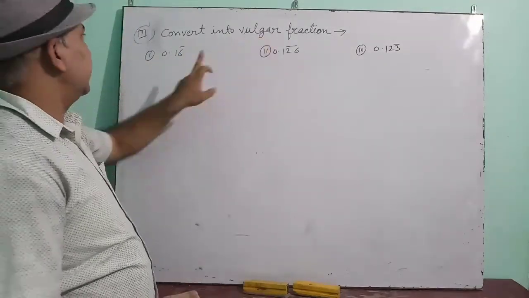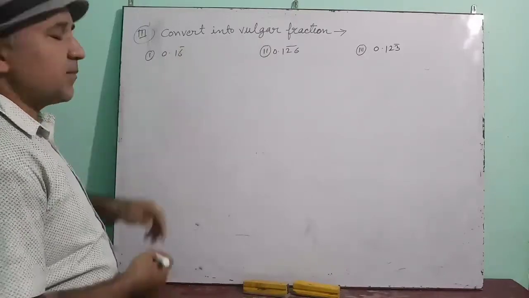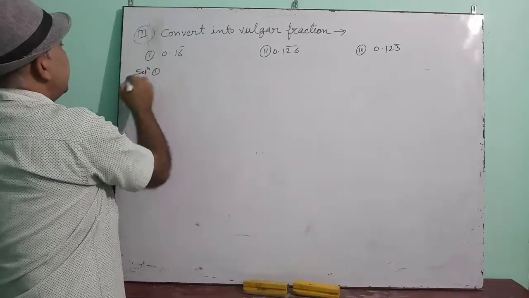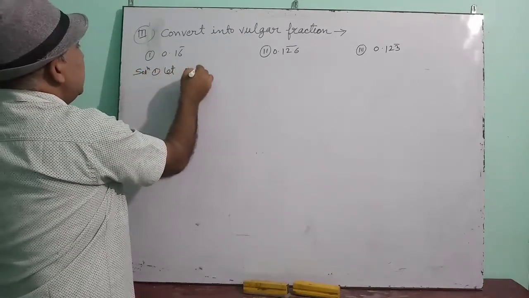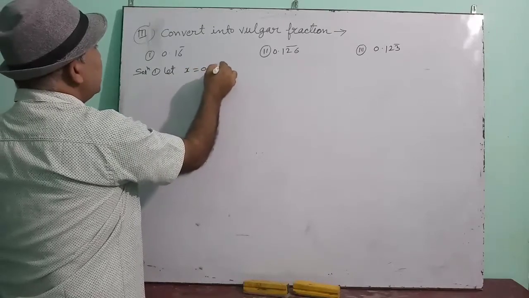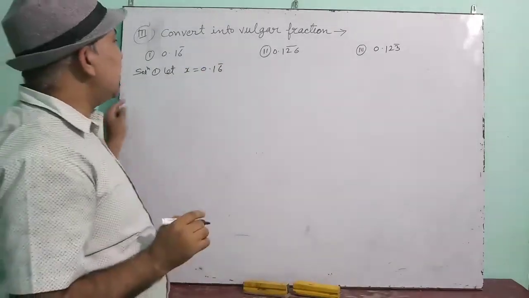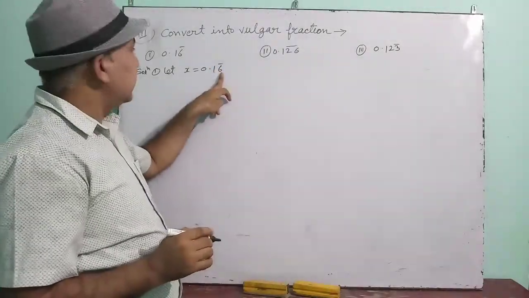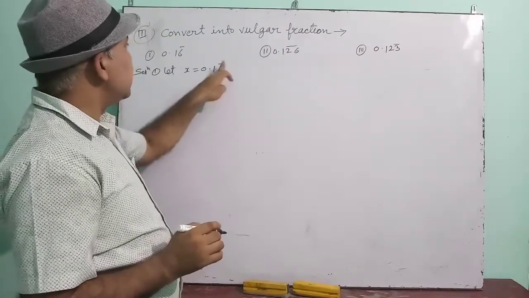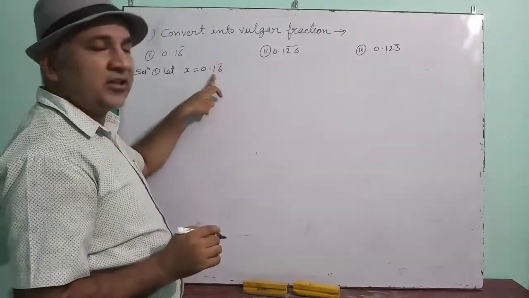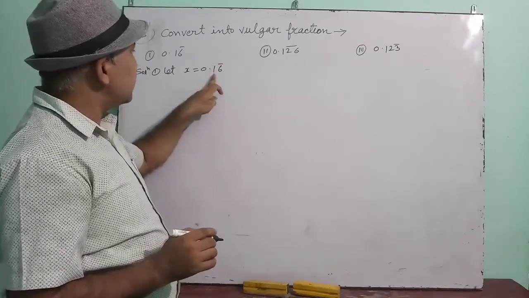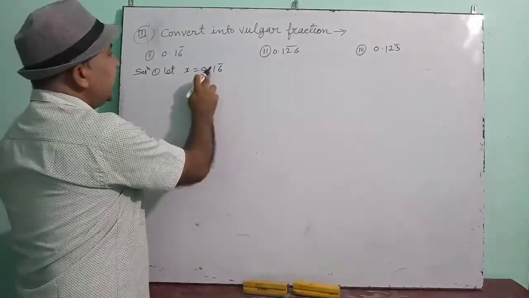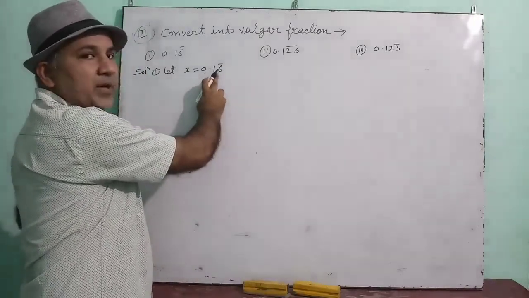Convert into vulgar fraction. First question is 0.16 bar. Again the procedure is the same, only a few steps will be different. Suppose that x is equal to 0.16 bar. Now you are watching that between the decimal and the recurring number there is one digit. That means the bar is not just after the decimal. After the decimal there is one digit, then after that the bar is put. So first bring the decimal just before the bar.